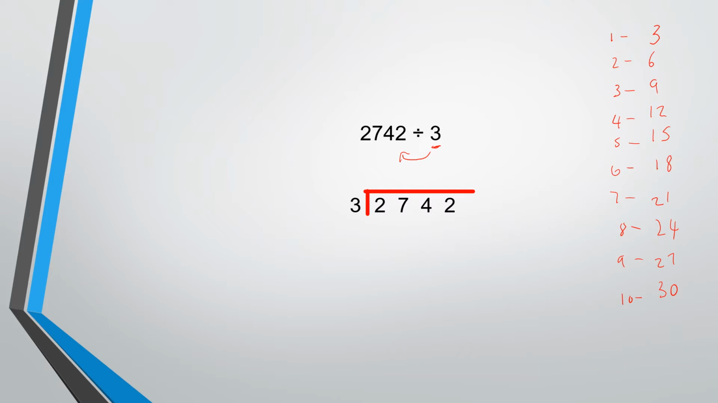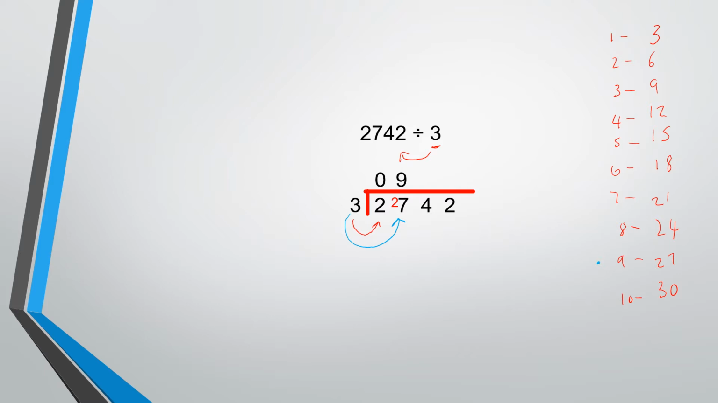And we're going to start off asking how many times does 3 go into 2? And of course it doesn't. 3 won't go into 2, it's a 0. And then what we do is we carry that 2 that we didn't use over to the 7. And now we're asking ourselves how many times will 3 go into 27? And we can use our list to the side to see that 3 will go into 27 9 times.